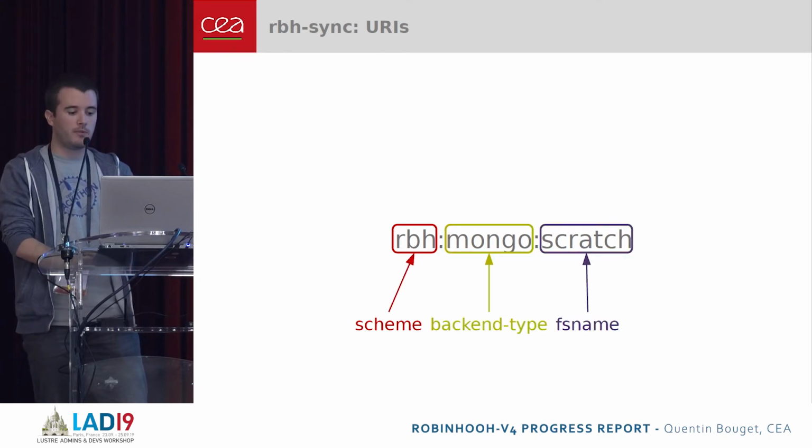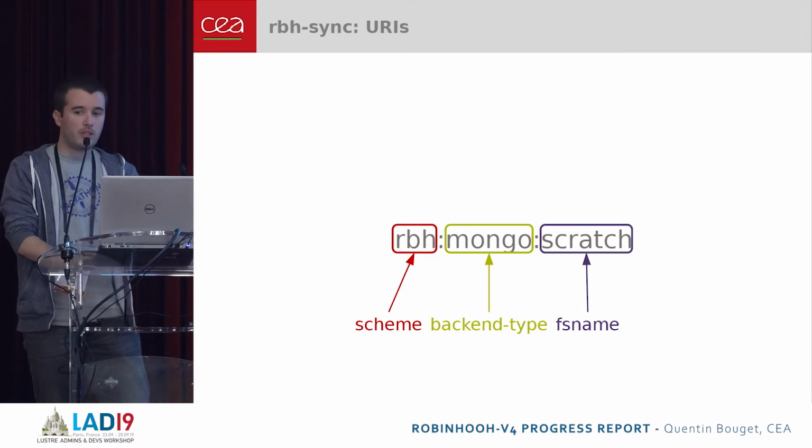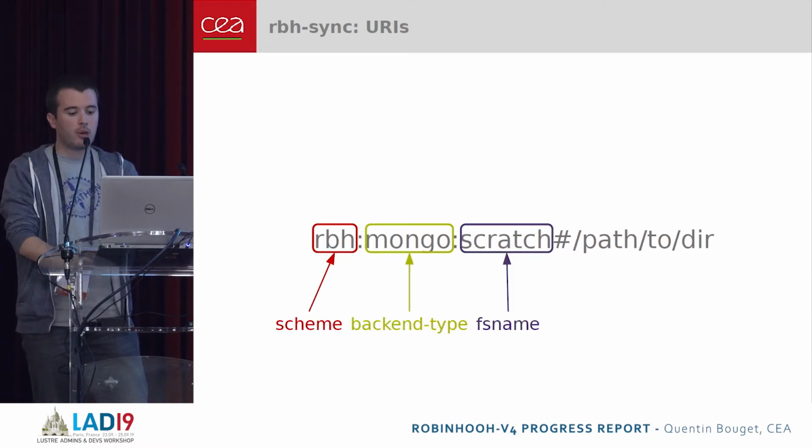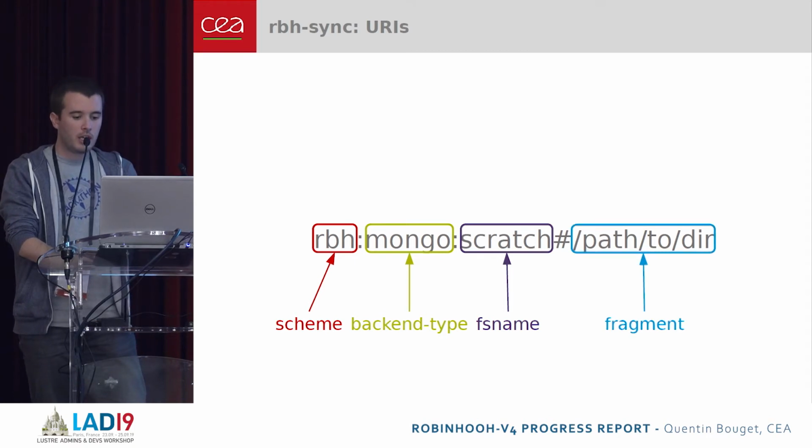If we decompose it further, the Mongo part tells you what type of backend you are referring to. And the Scratch part tells you the name of the file system that you're actually talking about with this URI. You can add a special part to this. This is called a fragment.